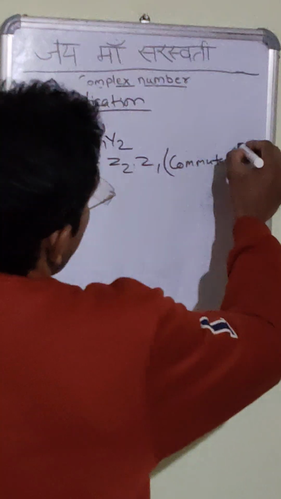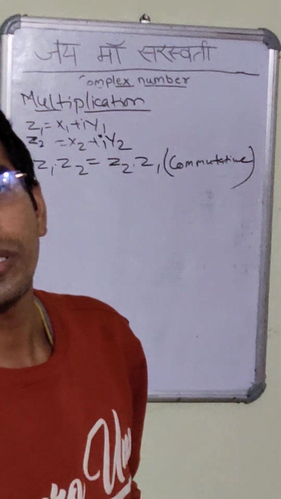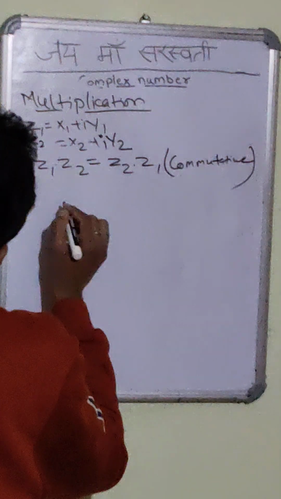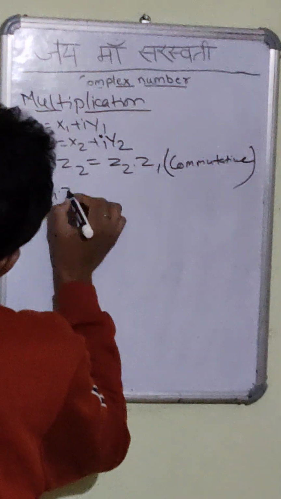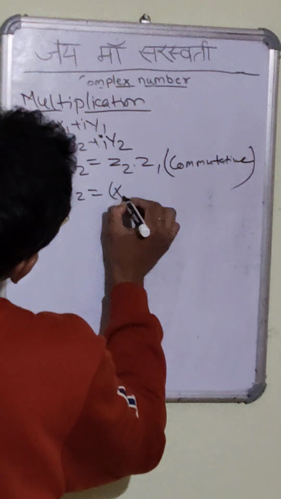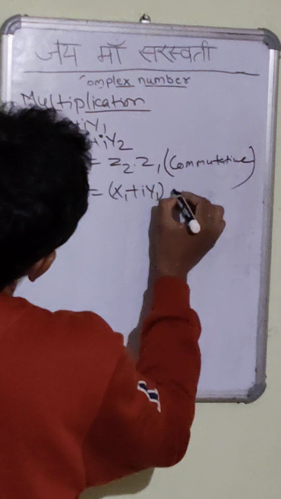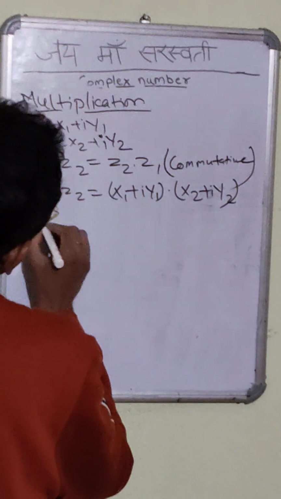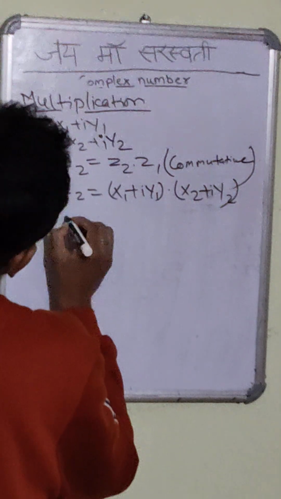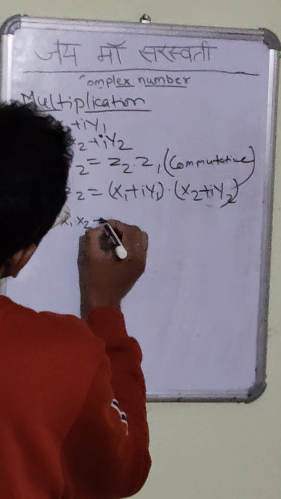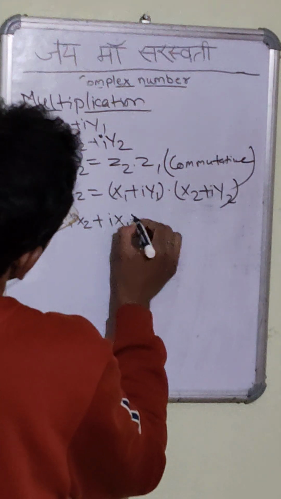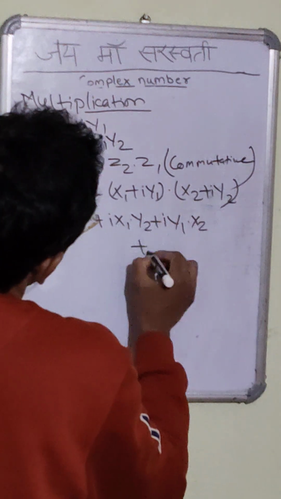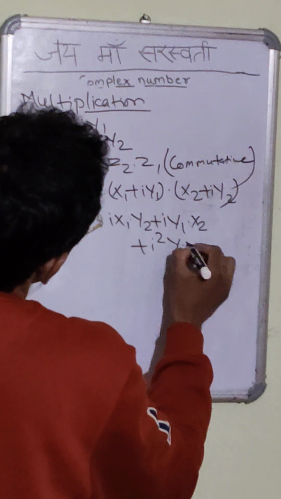So the product of two complex numbers is commutative in nature. In this case, Z1 into Z2 is equal to Z2 into Z1. First of all, we will perform Z1 into Z2 and see the result. (X1 plus iY1) into (X2 plus iY2). So we will get X1 into X2 plus i X1 into Y2 plus i Y1 into X2 plus i square Y1 into Y2.